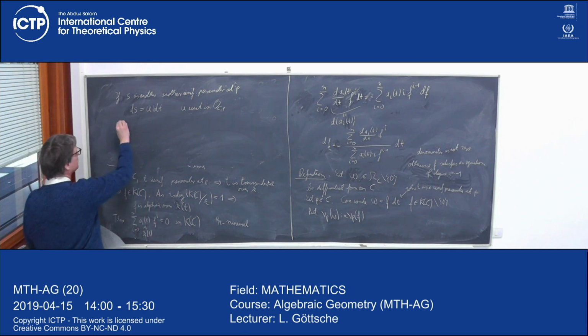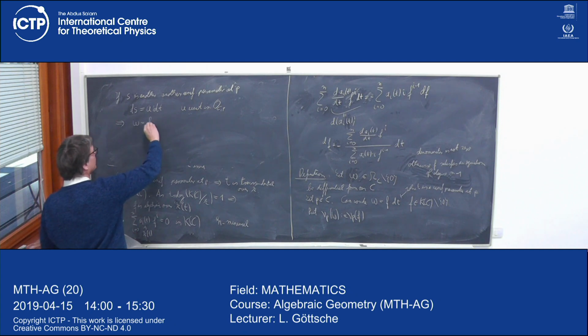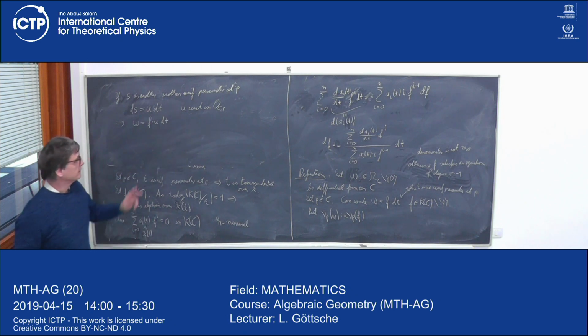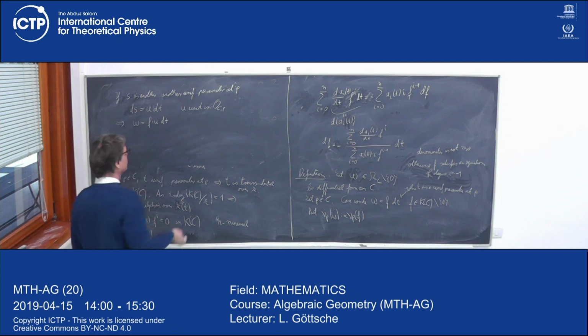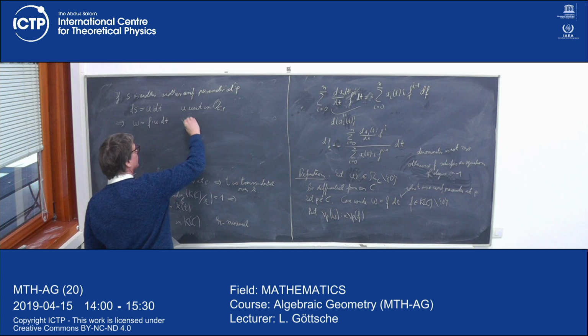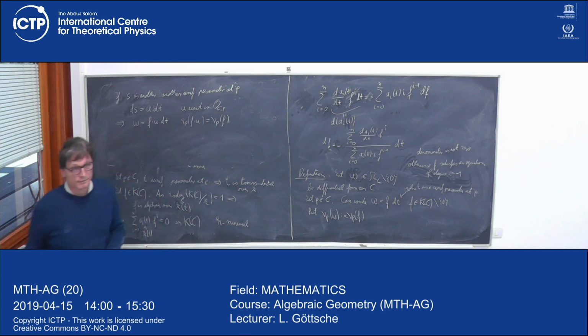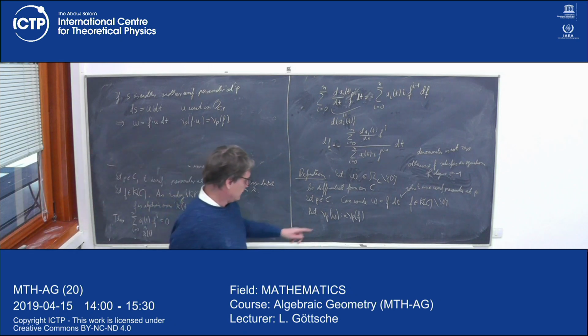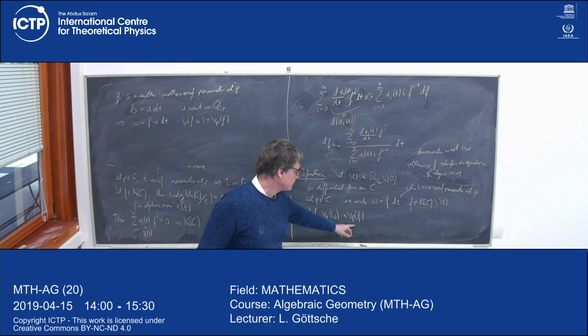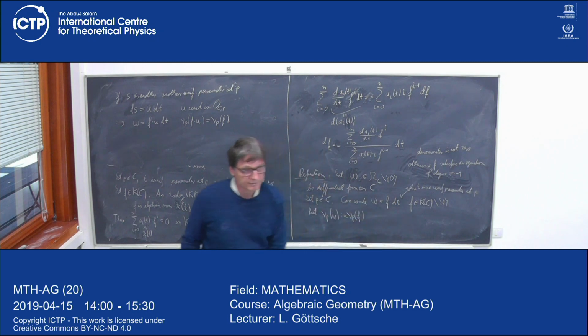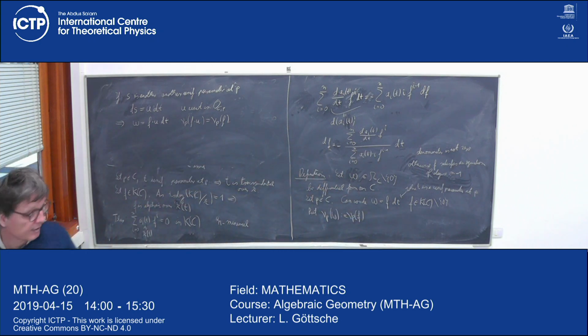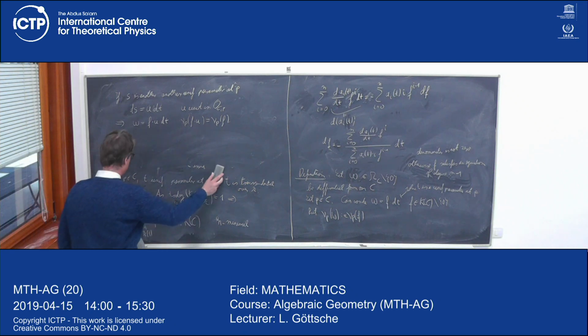And thus I can write omega as f times u times dt. But as u is a unit, the multiplicity of this is the same, so that's nu P of f times u. And so this multiplicity is independent of the choice of the uniformizing parameter. Okay, so this is well defined.